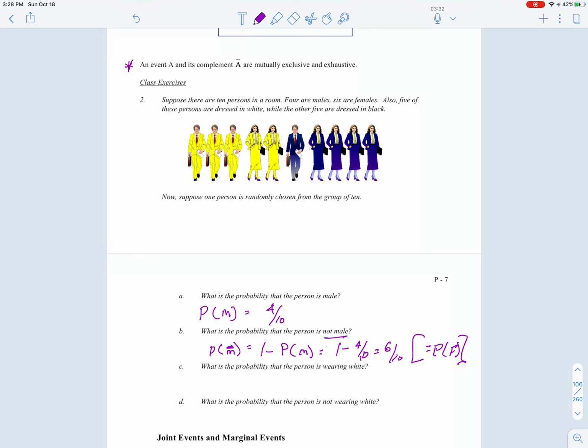What's the probability that a person is wearing white? So again, you might want to pause and then do these next two. Give this a try. I'm going to assume that you've done that. Probability that a person is wearing white is 5/10. Probability that a person is not wearing white would be expressed like this, which is 1 minus the probability of wearing white, 1 minus 5/10. And that's going to be equal to 5/10.